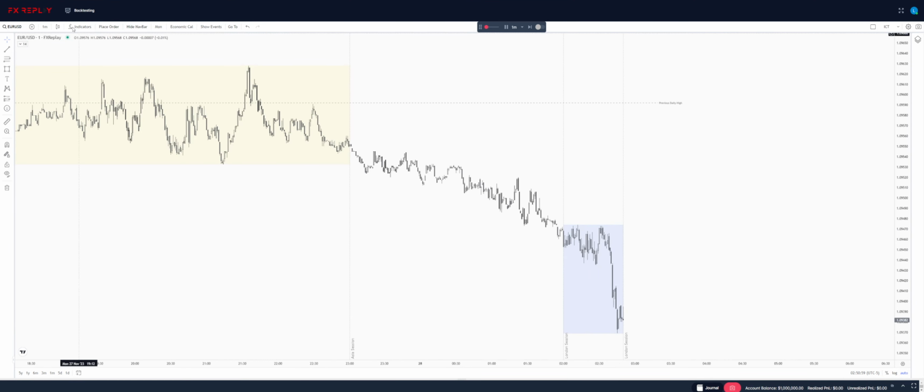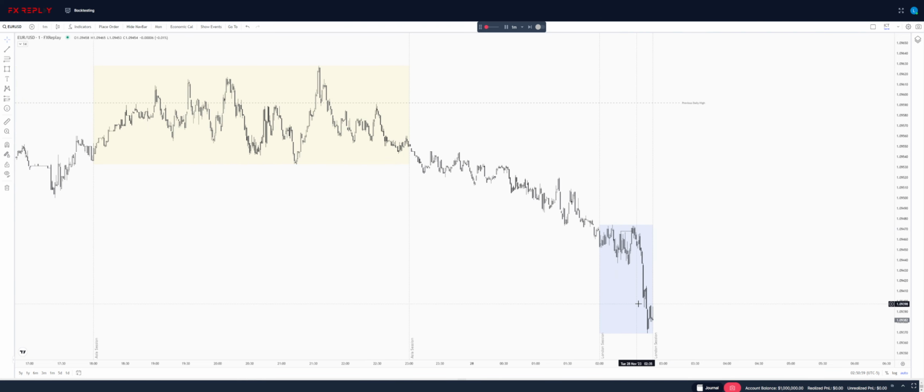So coming into the London session right here, as we can see, there is some really bearish price action going on. We did sweep this high right here and continued lower, displacing quite aggressively.